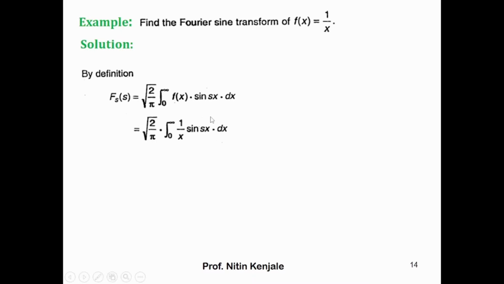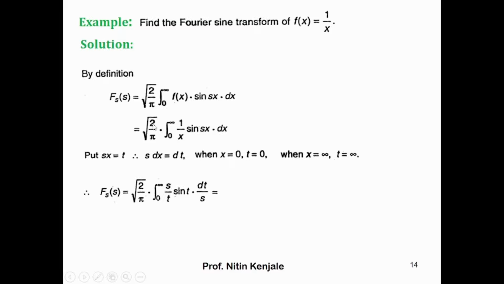To evaluate this integral, we are going to substitute sx is equal to t. Differentiating both sides, we get s into dx is equal to dt. Now we check the limits. When x is equal to 0, this t will also become 0. Similarly, when x is infinity, t will also become infinity. Now let us transform this integral from dx to dt.